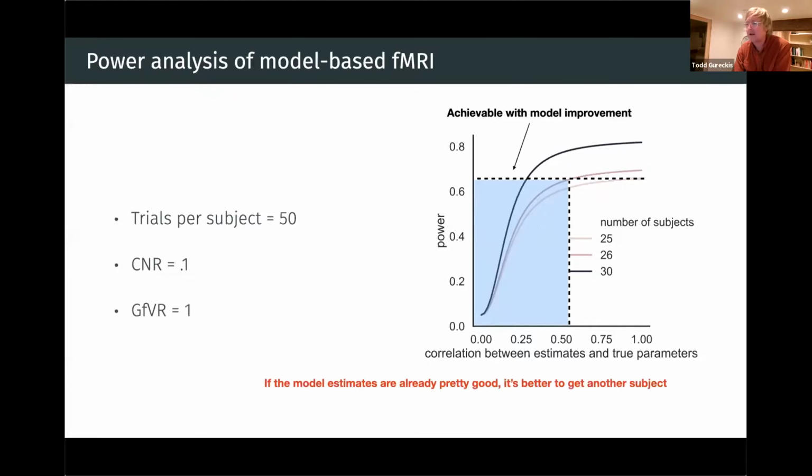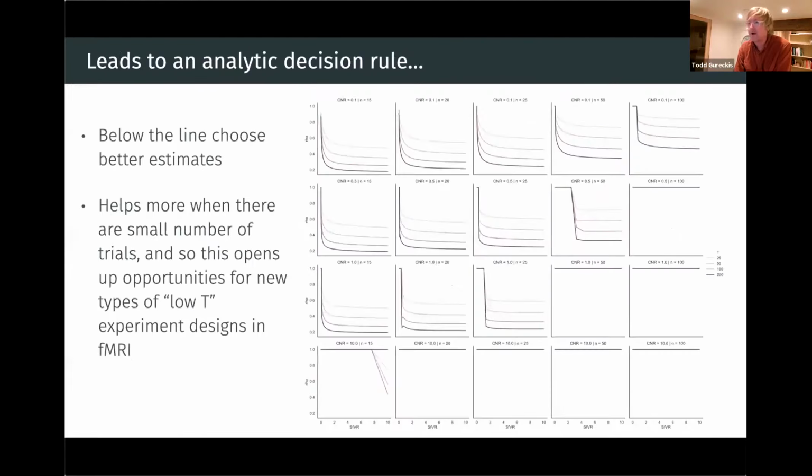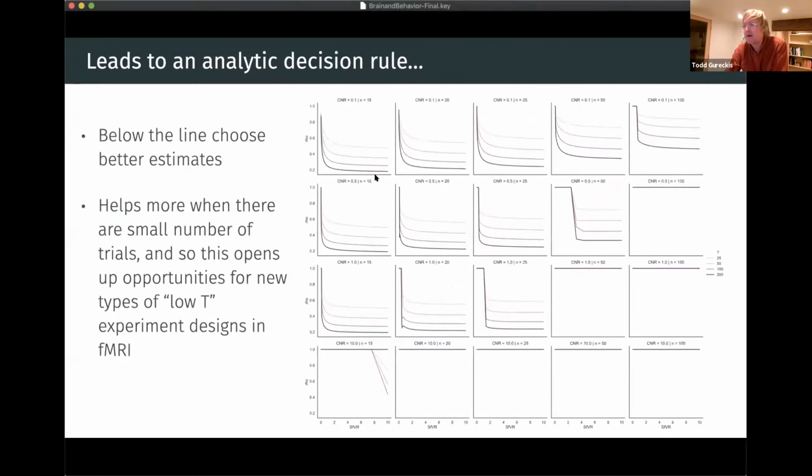Because these things are analytic equations, you can kind of come up with the cutoff curve where the places where it would be better to improve your model parameters versus add more subjects. You can come up with an analytic decision rule across a number of different scenarios to tell you when that's the right thing to do. And in general, it helps more when there's a small number of trials.